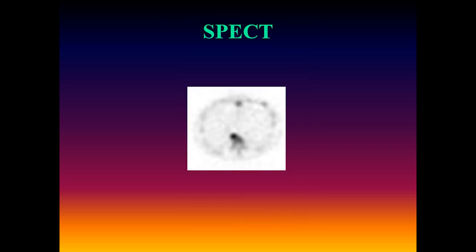This is an axial image from a SPECT bone scan. You can see the area of increased activity extending anteriorly off the vertebral body, which confirms that this focus is degenerative in nature.